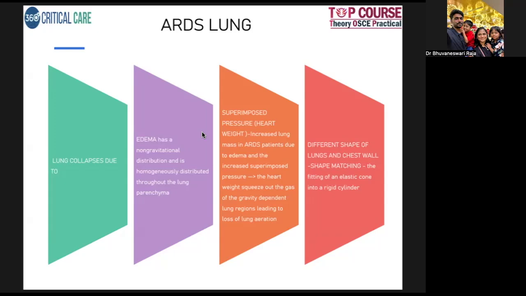So the lung collapse in ARDS happens because of 3 reasons. Number one, edema, where edema has a non-gravitational distribution, unlike in cardiac edema, which has a gravitational distribution and is homogeneously distributed throughout the lung parenchyma. The second reason is the superimposed pressure, that is the heart weight. There is an increase in the lung mass in ARDS patients due to edema and the increased superimposed pressure from the heart, where the heart weight squeezes the gas out of the gravity-dependent lung regions, leading to loss of lung aeration. And then comes the third reason, that is the shape matching, where the fitting of the elastic cone into the rigid cylinder is difficult in an ARDS lung.